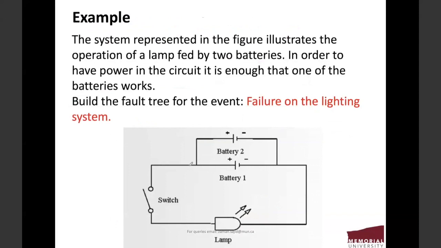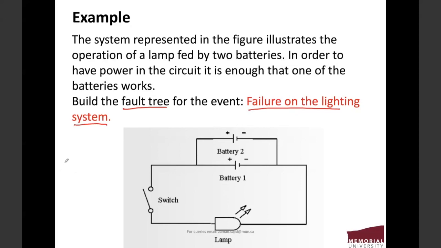Folks, I'm going to do this example and I want you to do it with me on your papers, please. It says that the system represented in the figure illustrates the operation of a lamp fed by two batteries. In order to have power in the circuit, it is enough that one of the batteries works. Build the fault tree for the event. Now, what is the top event he is giving us here? It's a failure on the lighting system.